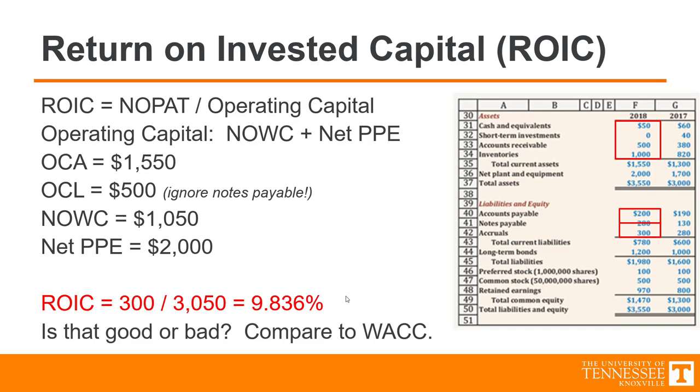It turns out in this example that they're only earning 9.836%. So here in a few more slides, we're going to see that in fact this firm is destroying value by not earning enough on their deployed assets to pay the required rate of return to the investors that are supplying the capital. So in this case, it's a bad number. We could also compare this return on invested capital to other firms in the industry.